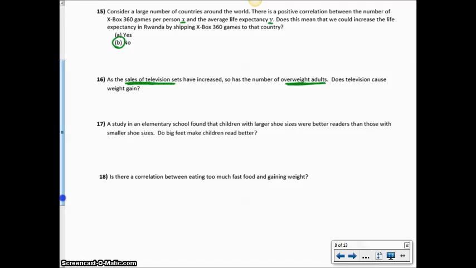No, it does not. So when it says does television, we're talking about the sales of television sets have increased. So has the number of overweight adults. Does owning a TV make you be overweight? And I would say no. Depends on how much you want to watch. So if you just sit there and do nothing, then yes. But notice I said if. So that's correlation, not causation.